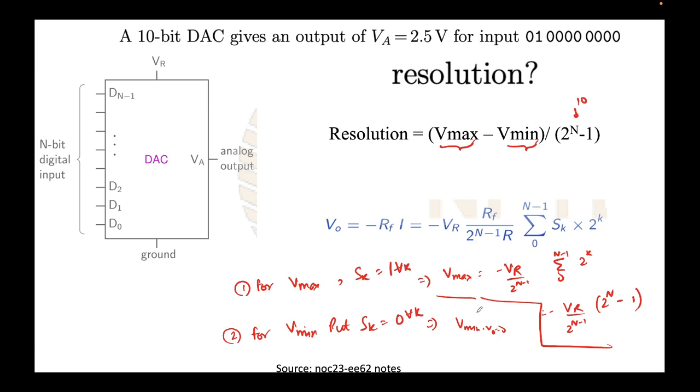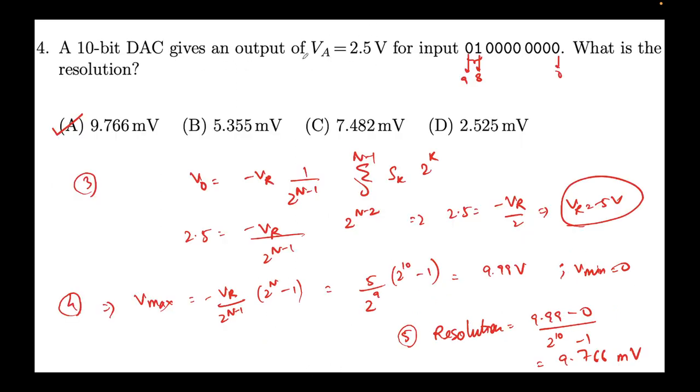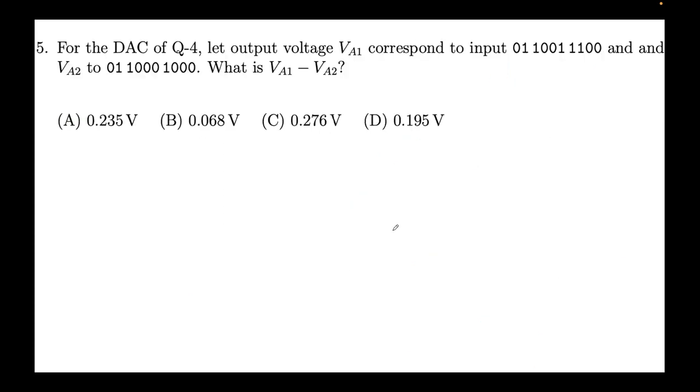And Vmin, if you put SK equal to 0, Vmin is 0. So that's fine. But we don't know Vr. So how do we obtain Vr? We obtain Vr because we are given the information that Va is 2.5 for this input. So we put the value for only S8 equal to 1, all other Si are 0. If you put that, this will turn out to be 2 raised to the power n minus 2, and when we solve it, we get Vr equal to minus 5 volts, and the rest was just putting in the numbers, and we obtained the resolution as 9.766 millivolts, which is option A. Okay, so that was the resolution part.